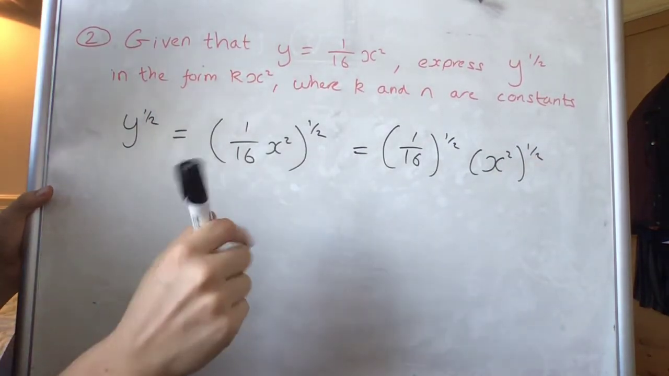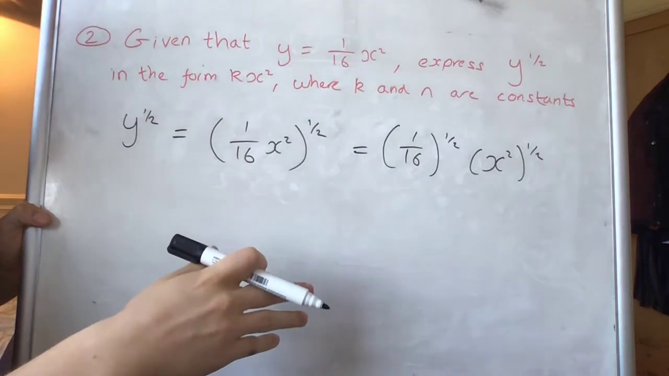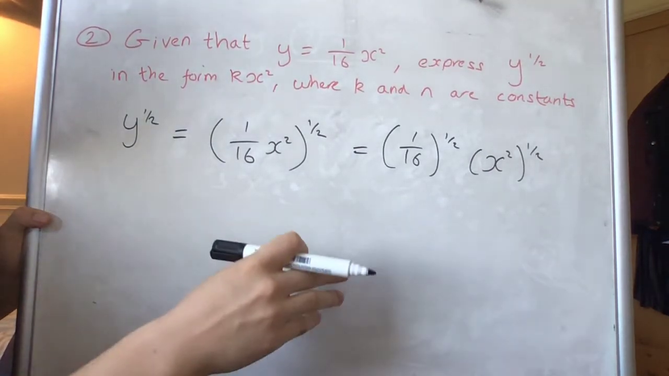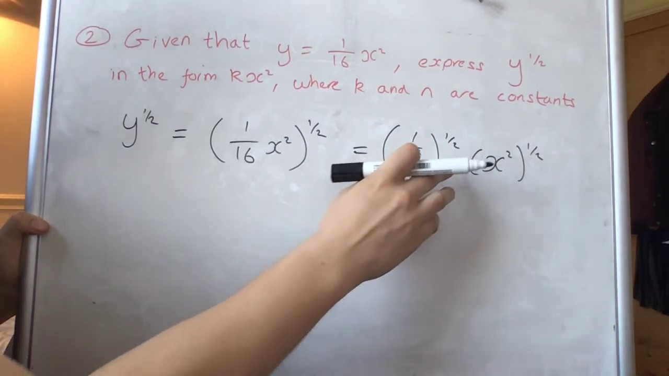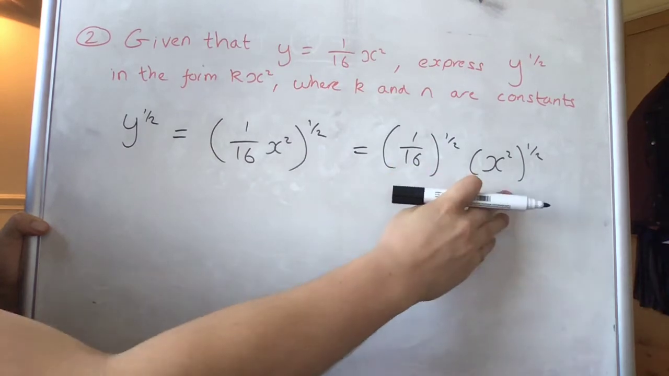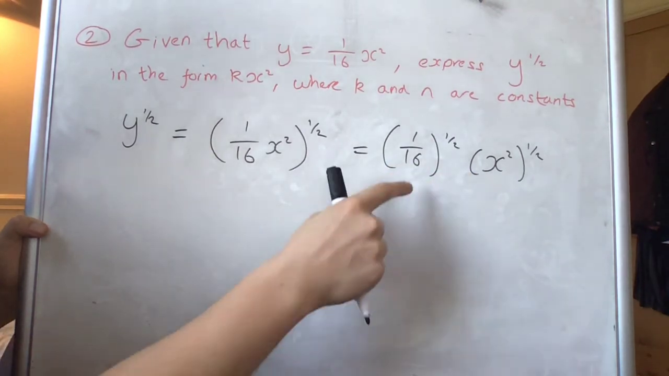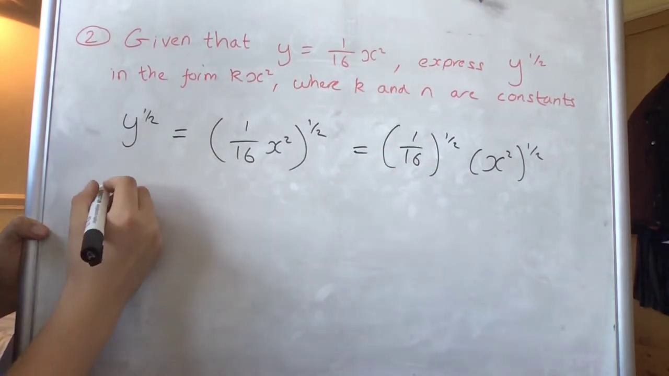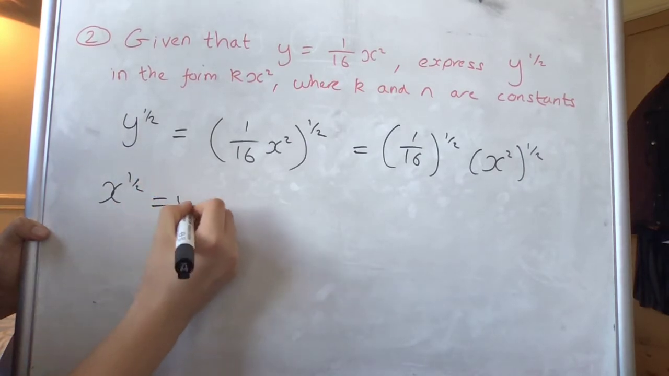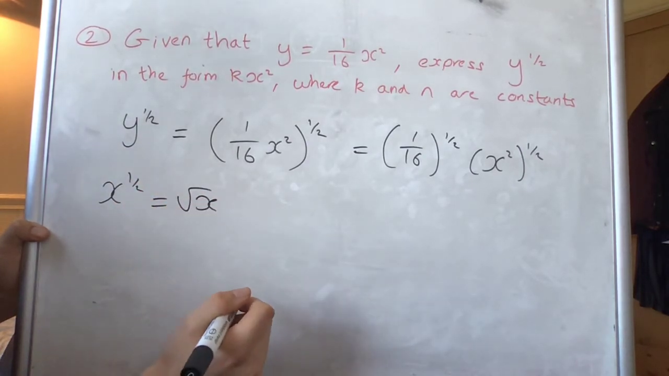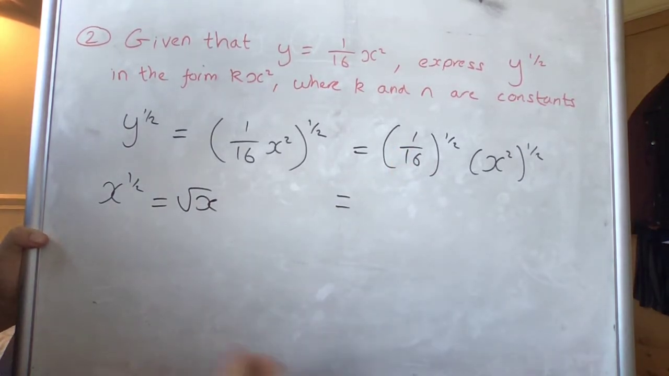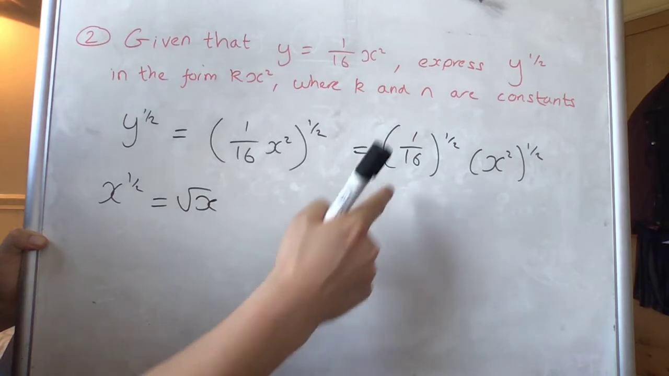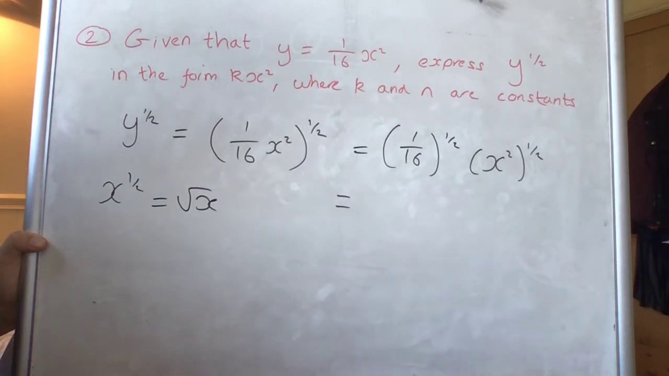Now, this may be a little bit complicated if you're just starting out, but don't worry too much, because all this is telling us is to take the square root of the 1/16 and the square root of x squared. After all, x to the power of a half is equal to the square root of x. So the square root of 1 is just 1, because 1 times 1 is equal to 1, and the square root of 16 is 4, because 4 times 4 is equal to 16.